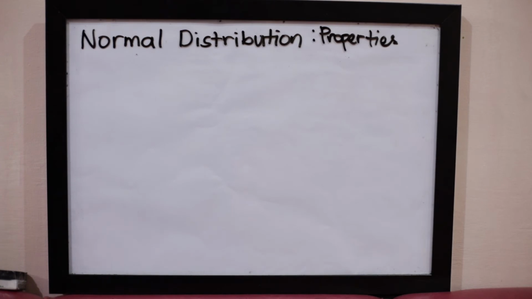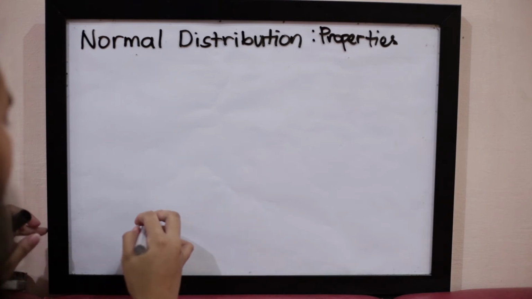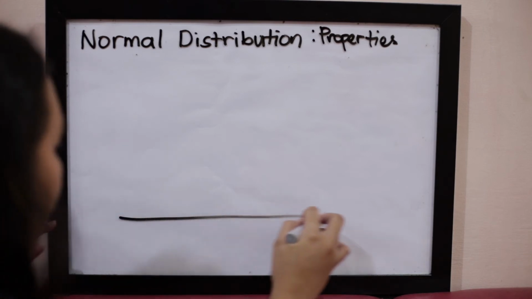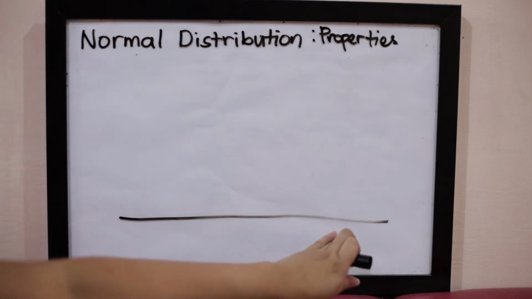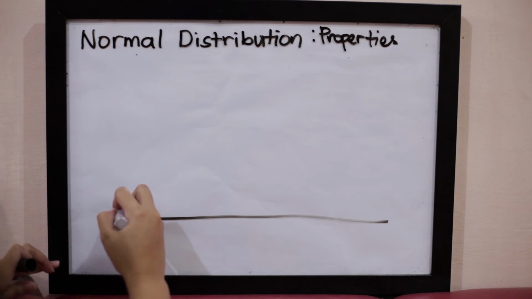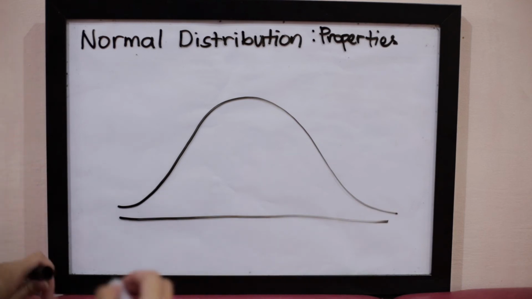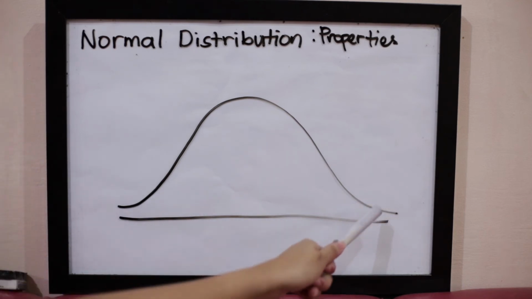Next, we proceed with the properties of normal distribution. Here are a few properties. First, the normal distribution is bell-shaped. Meaning, if you draw a normal distribution, the graphical representation should look like a bell shape. We have an x-axis, and the graph above it should be something like this.